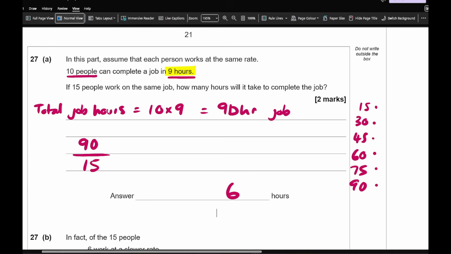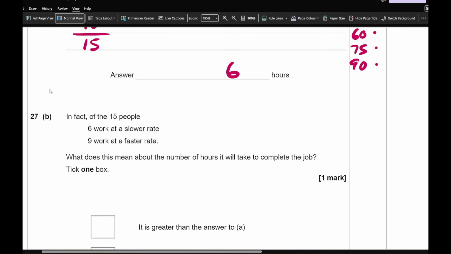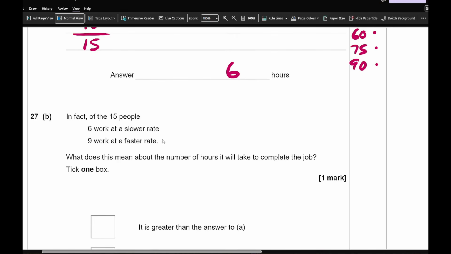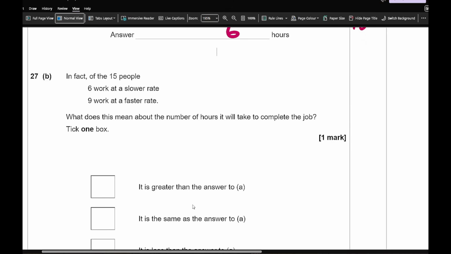It then says, in fact, of the 15 people, 6 work at a slower rate, 9 work at a faster rate. What does this mean about the number of hours it will take to complete the job? So if 6 people are working slower, 9 people are working at a faster rate, let's have a look at what the options could be. It's either greater than A. Well, it's not going to be greater than A, because we haven't got an equal split of 7.5, which you can't have. So it's definitely not going to be the first one.